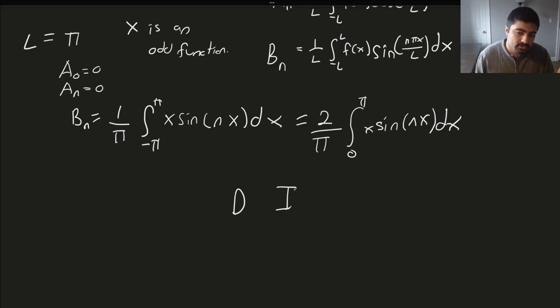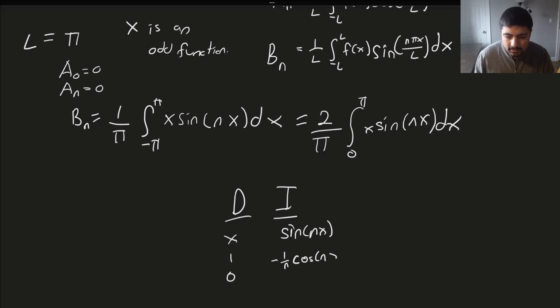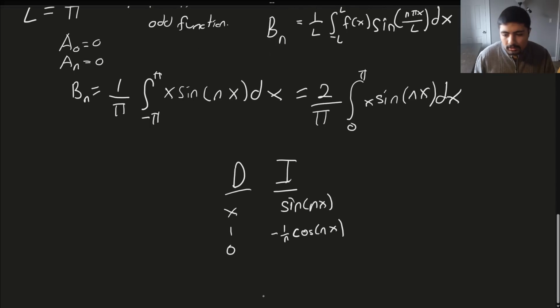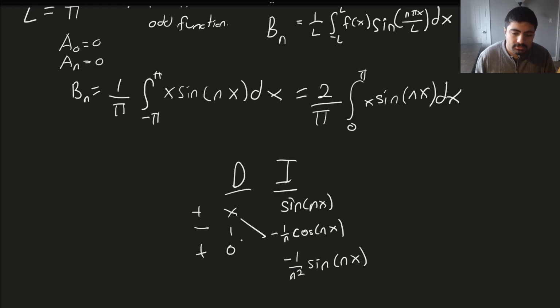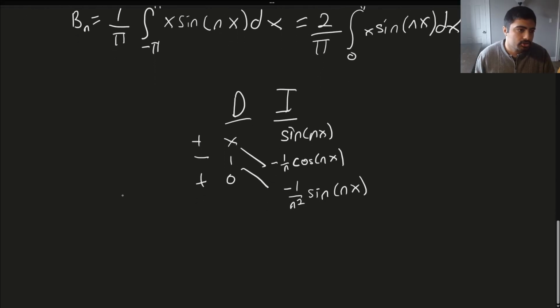I will use my DI method, and I will have x, 1, 0, and for this one we will have sine nx. The integral of sine is negative cosine, so we will have negative 1 over n cosine of nx. And the integral of cosine is just going to be sine, so we're going to have negative 1 over n squared sine nx. Okay, and write a plus, minus, plus and multiply to get the integration by parts.